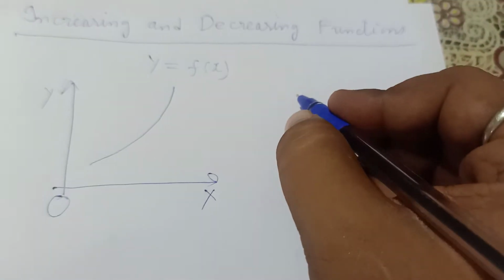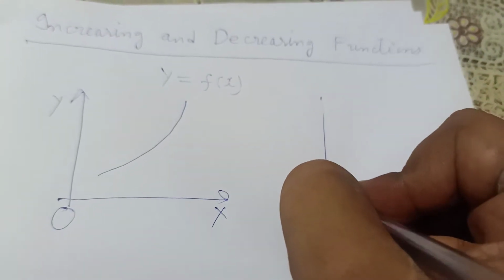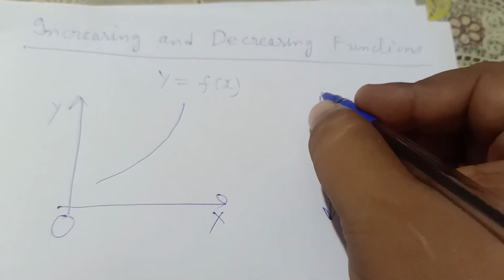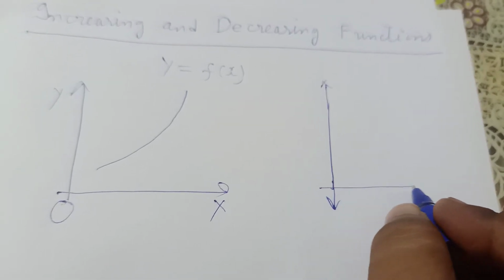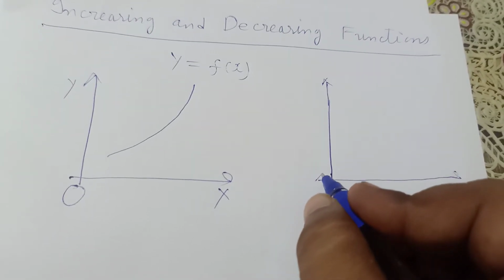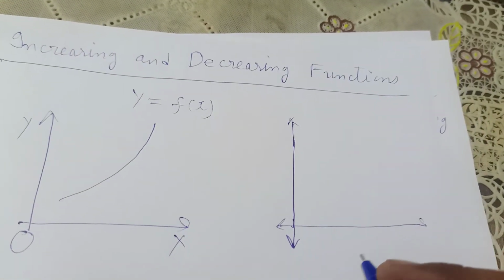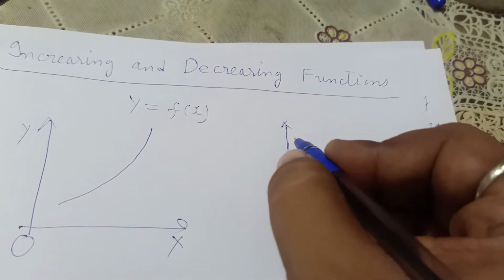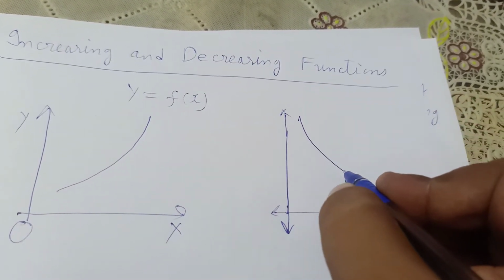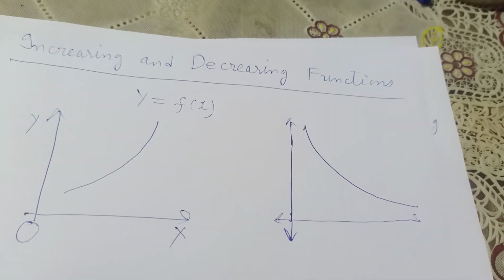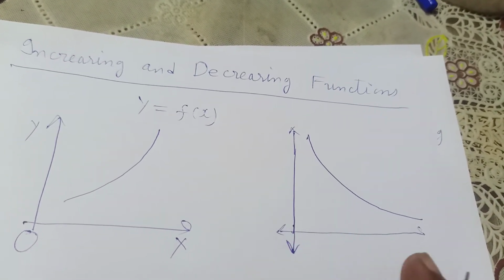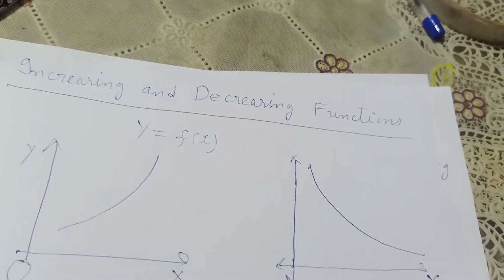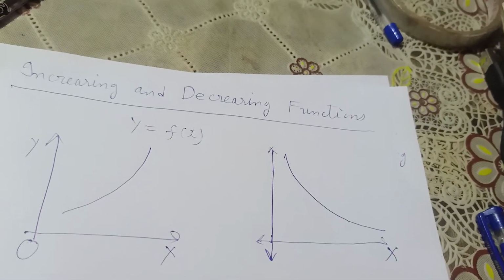And the second case may be like this. Here when x increases, y decreases. So the curve may be like this. When x increases, y decreases. So it is clear that as x increases, y decreases. So this curve represents a strictly decreasing function.